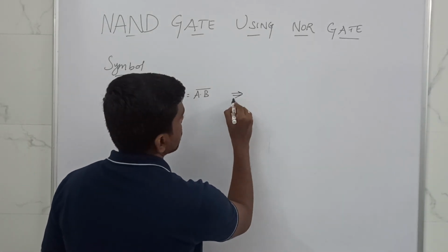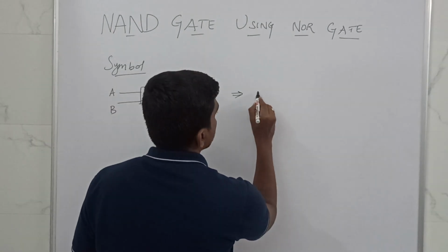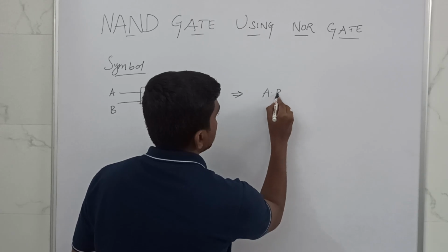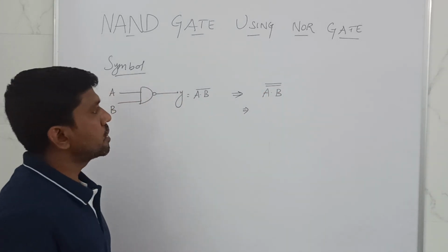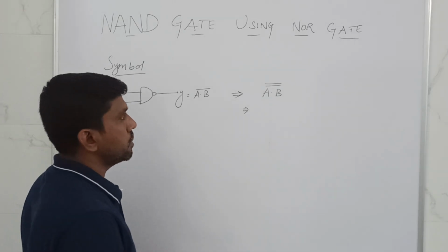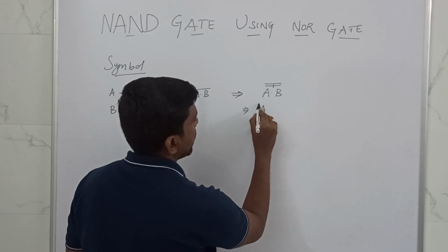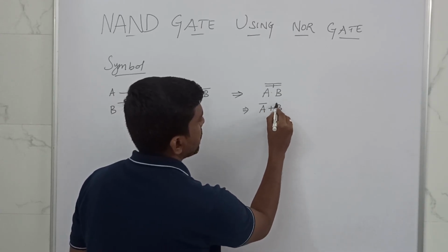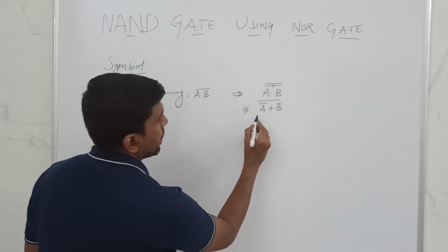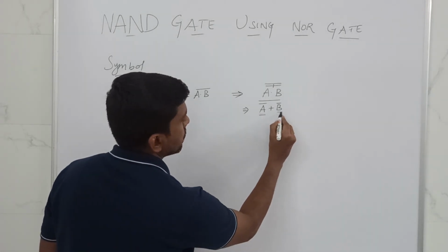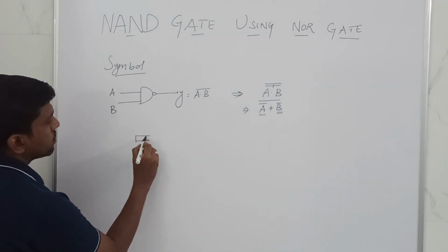Now we implement the NAND gate by using NOR gates. So (A dot B) double bar. You just apply De Morgan's theorem in this equation. So break the bar, change the sign. So (A bar plus B bar) the whole bar. So here I first make the A bar value, then the B bar value, using NOR inverters.